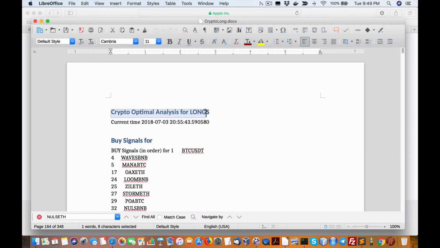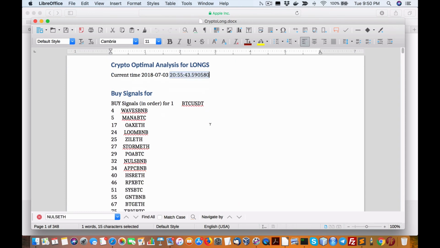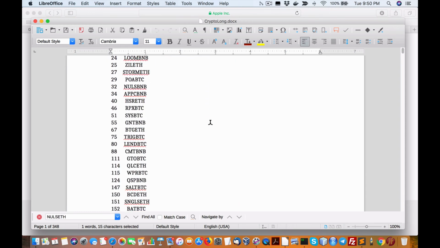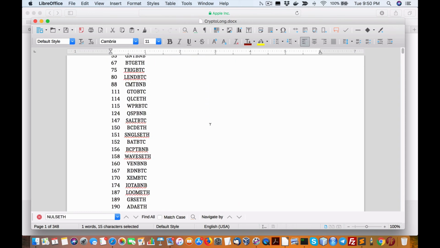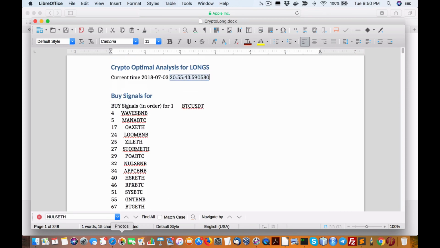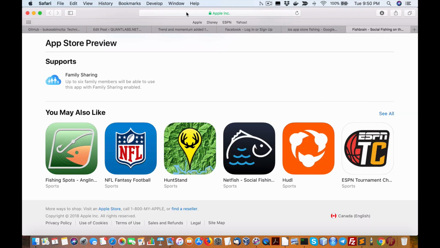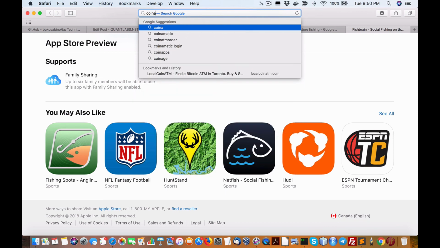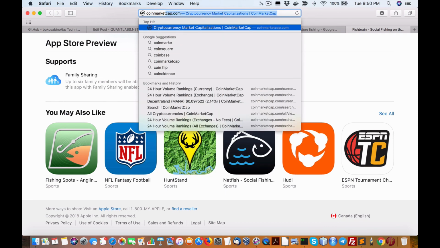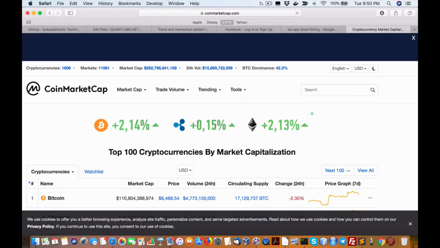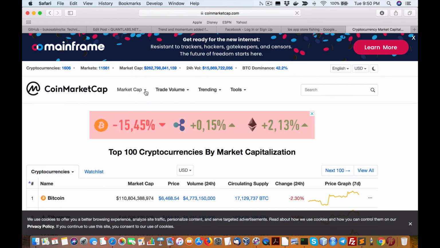Here are the optimal analysis for longs using crypto from Binance. These were generated today, July 23rd, roughly 2055. So here's the order. There's quite a few here. I think there's a lot of movement going on in the world of, let me just see here, market cap. Let's just see how it's been doing for the last 24 hours.